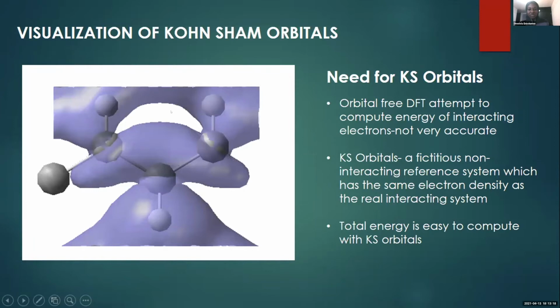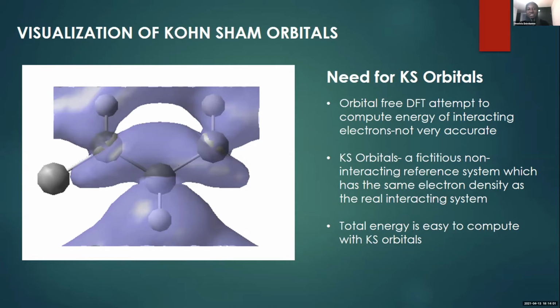Now, this is what I found out about the KS orbitals. I never knew why you plot the KS orbitals, but this is what I found out. When you use orbital-free DFT, it tries to compute the energy of the interacting electrons. However, it's not very accurate, because the formula for the energy in orbital-free DFT has some components that are not exactly solvable. But the KS orbital is fictitious, it's not real, but it has an electron density that is the same as a real system. And the energy formula using the KS orbitals is solvable. It's actually very easy to compute.